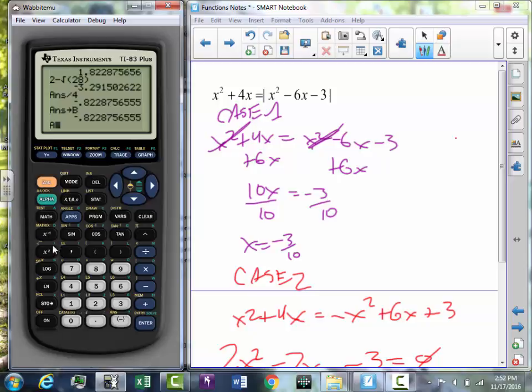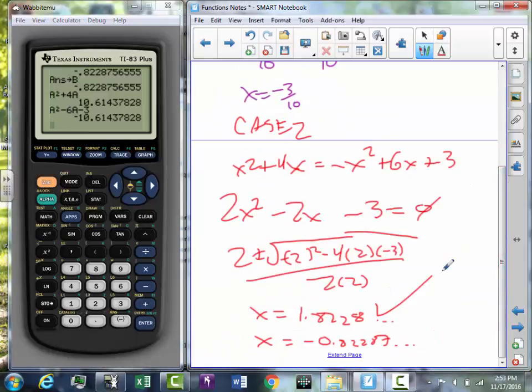I'll use alpha A squared plus 4 alpha A. And I'm going to get 10.614 on this side right here. On this side right here, if I either get 10.614 or the negative 10.614, we're good. So A squared minus 6A minus 3. I got the negative, but that's okay, we're good. So this answer right here checks out.